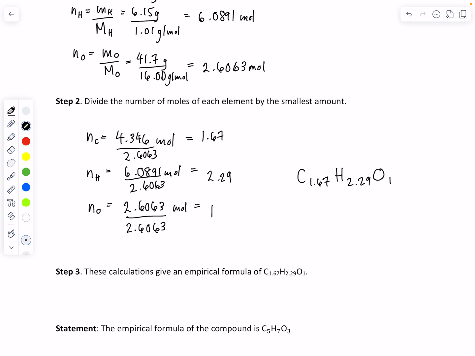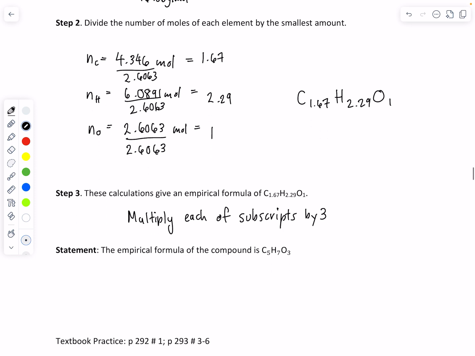If we multiply each mole ratio in the subscripts by 3, we end up with C5H7O3. So basically you have to find the mathematical relationship that exists between these numbers and find out which number we need to multiply by to get the nearest whole number ratio for all three of these.